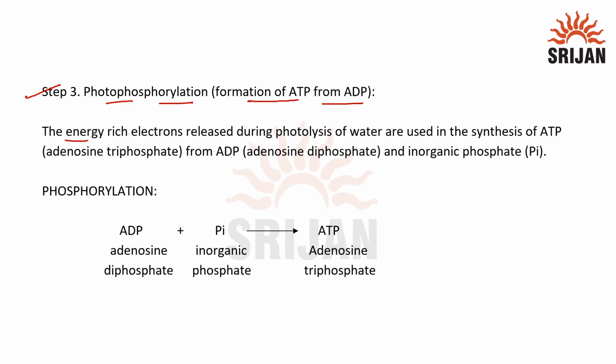Third step is photophosphorylation, that is formation of ATP from ADP. The energy-rich electrons released during photolysis of water are used in the synthesis of ATP, that is adenosine triphosphate, from ADP, that is adenosine diphosphate, and inorganic phosphate, that is Pi. Here we can observe the phosphorylation reaction. So this is ADP and inorganic phosphate which combines to form ATP, that is adenosine triphosphate.